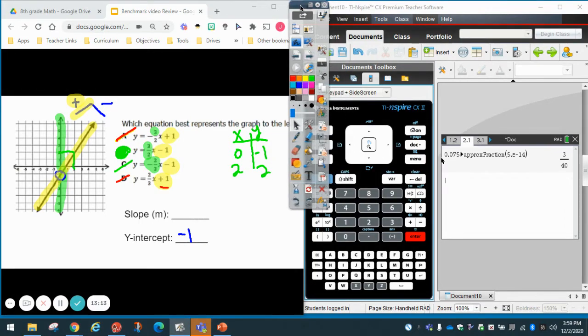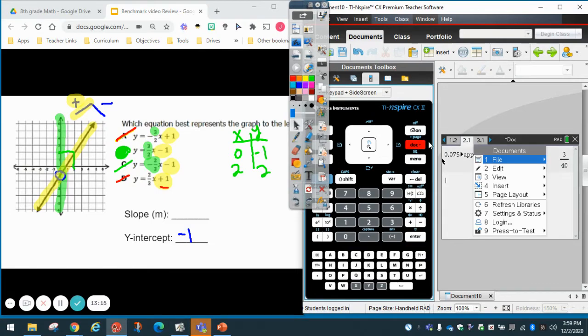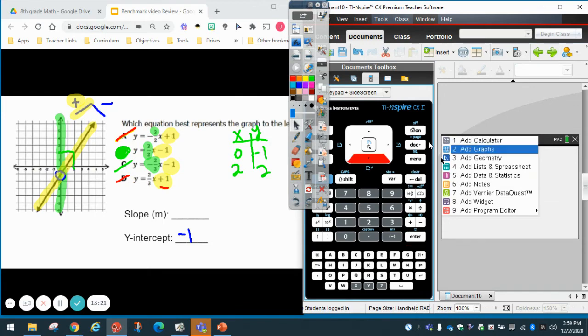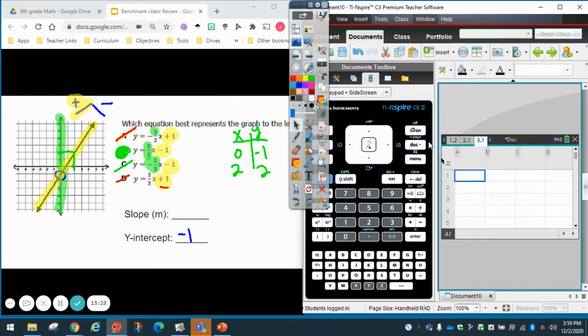So let's go to our calculator. Doc, go to insert, number 4, go to problem. Now let's add a list in spreadsheet because we have a table. Go all the way up to A, label it X, go to B, label it Y, and now we're going to plug in our numbers. 0, 2, -1, 2.